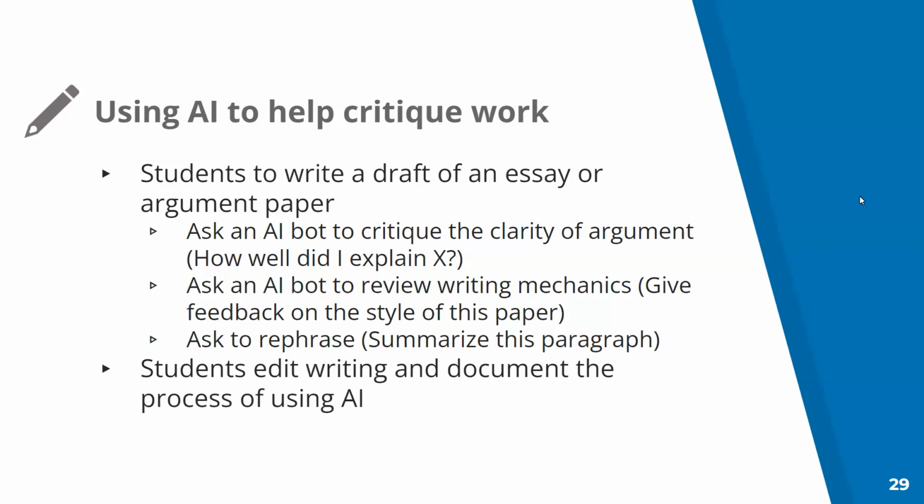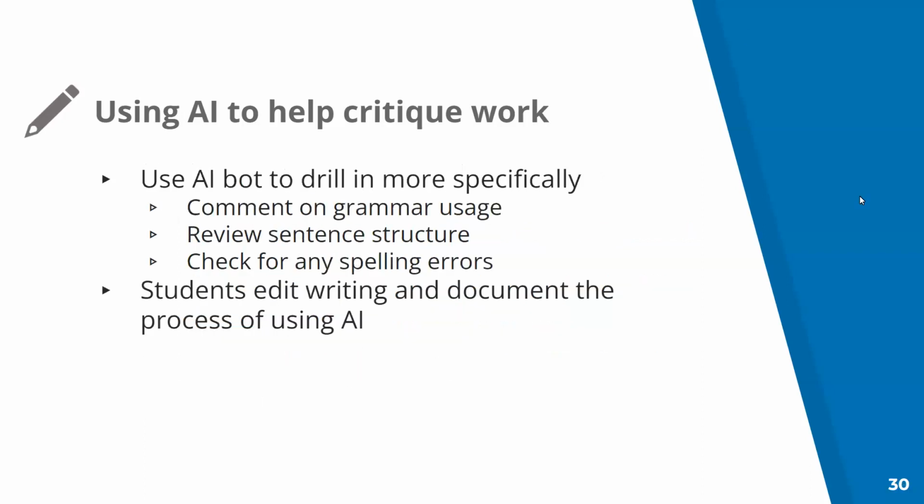Another example of using AI to help critique work could be drilling in more specifically, right? So we do already use AIs in Microsoft Word, for example, to check for spelling errors. There's systems like Grammarly that help work on grammar usage. So things like that, you can also suggest having your students use. There's also ways to use it to review sentence structure, for example. So really getting more specifically into certain aspects of a paper and how it might be written.